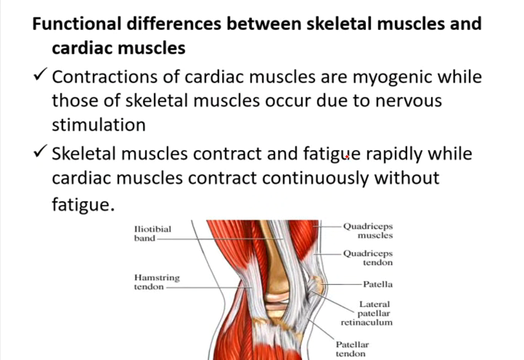Then functional differences between skeletal muscles and cardiac muscles. The contractions of cardiac muscles are myogenic. That is, they are generated from within the heart itself, while those of skeletal muscles occur due to nervous stimulation. Then skeletal muscles contract and fatigue rapidly, while cardiac muscles contract continuously without fatigue.